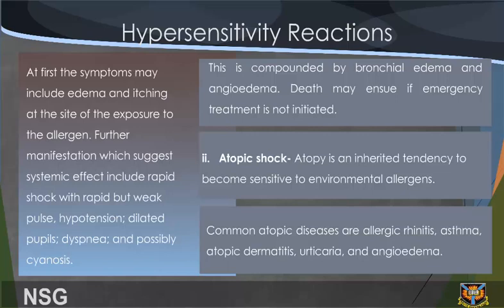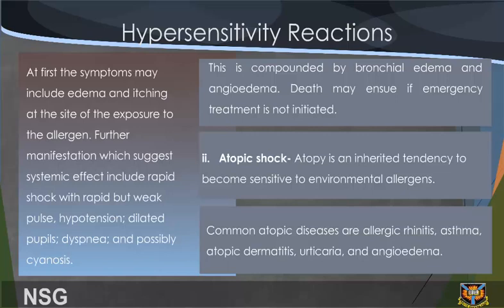At first, the symptoms may include edema and itching at the site of the exposure to the allergen. Further manifestations which suggest systemic effect include rapid shock with rapid but weak pulse, hypotension, dilated pupils, dyspnea, and possibly cyanosis. This is compounded by bronchial edema and angioedema. Death may ensue if emergency treatment is not initiated.